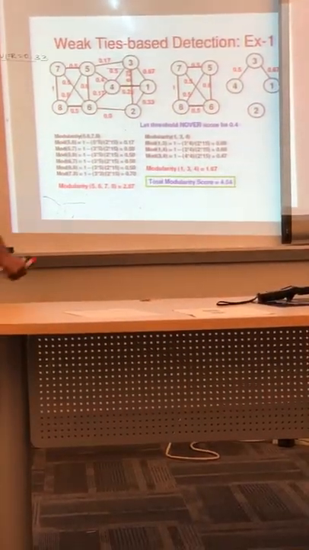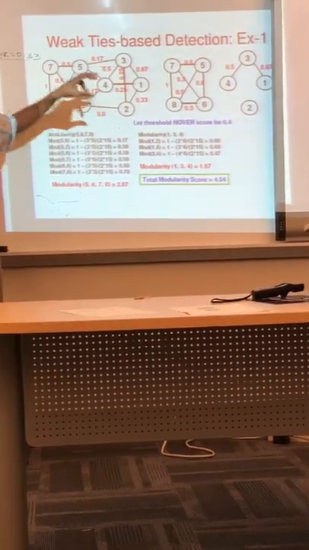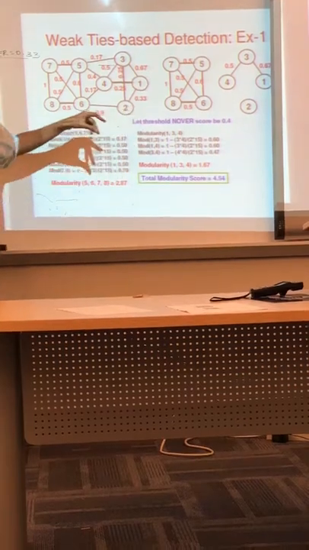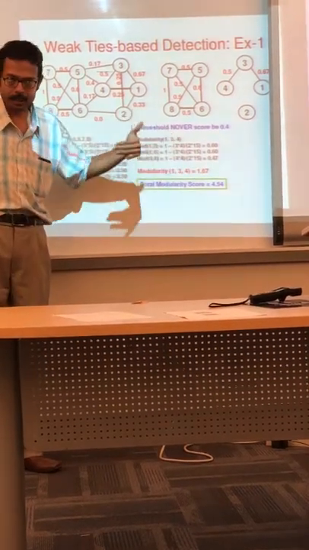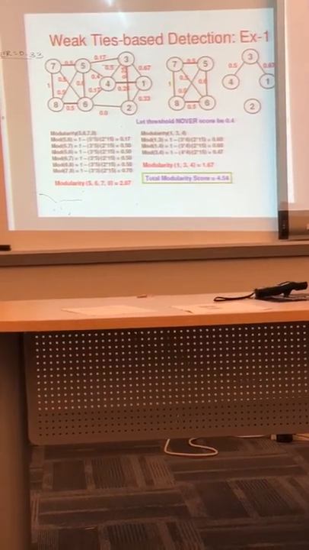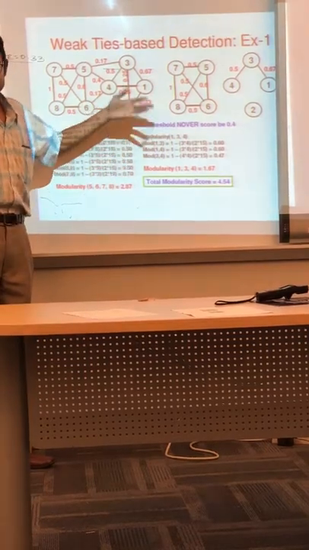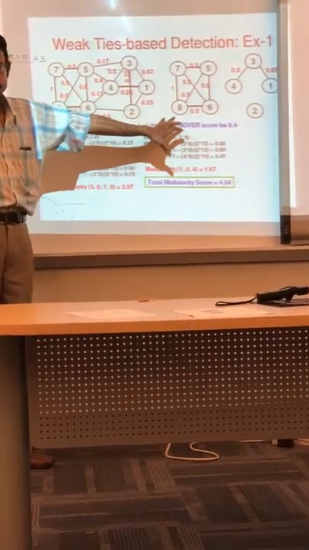For this graph, determine the neighborhood overlap scores, and for now, let us say the threshold score is 0.4. Later, we'll come back and see how to fix the threshold NOVER score, how to find an appropriate threshold NOVER score. For now, let us assume the threshold NOVER score is 0.4.